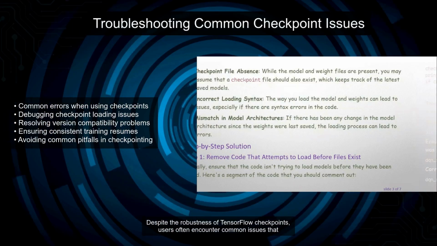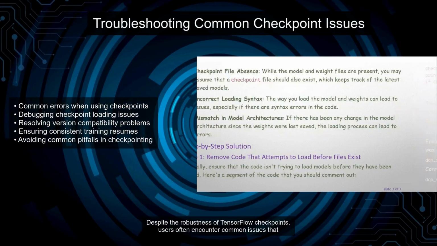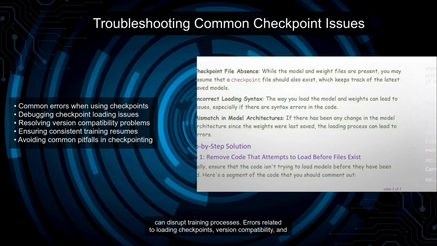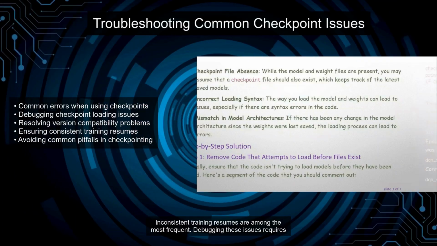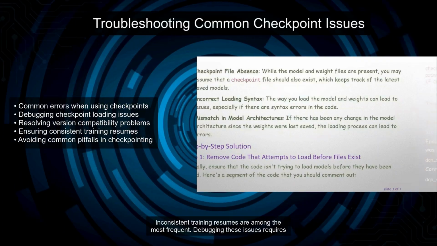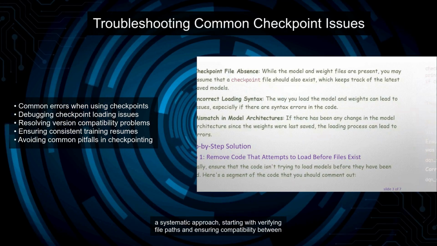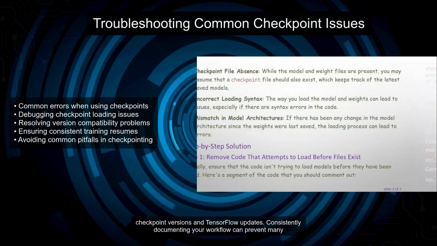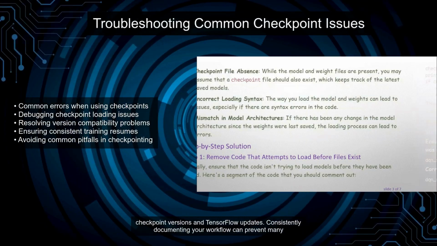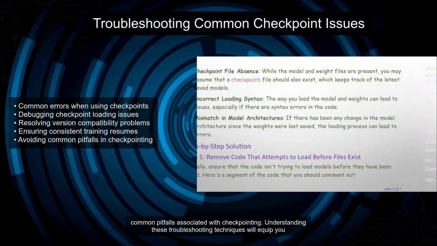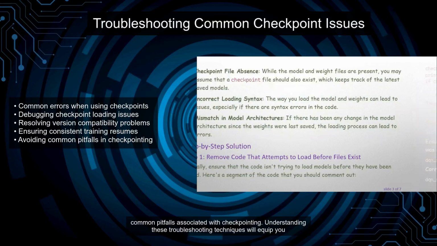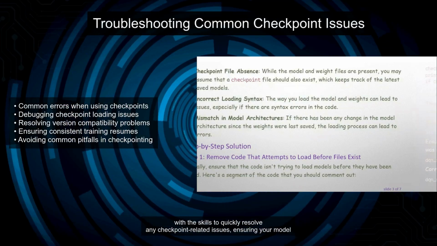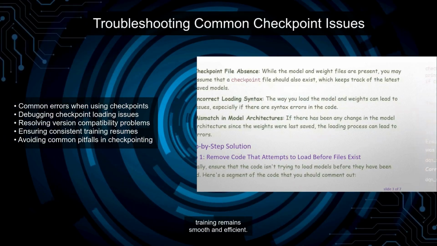Despite the robustness of TensorFlow checkpoints, users often encounter common issues that can disrupt training processes. Errors related to loading checkpoints, version compatibility, and inconsistent training resumes are among the most frequent. Debugging these issues requires a systematic approach, starting with verifying file paths and ensuring compatibility between checkpoint versions and TensorFlow updates. Consistently documenting your workflow can prevent many common pitfalls associated with checkpointing. Understanding these troubleshooting techniques will equip you with the skills to quickly resolve any checkpoint-related issues, ensuring your model training remains smooth and efficient.